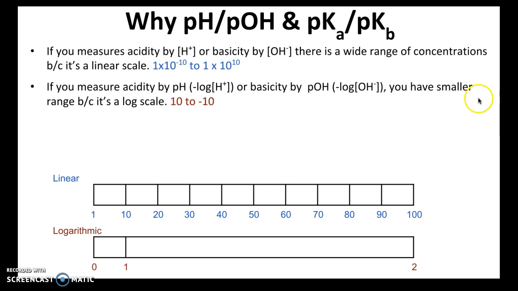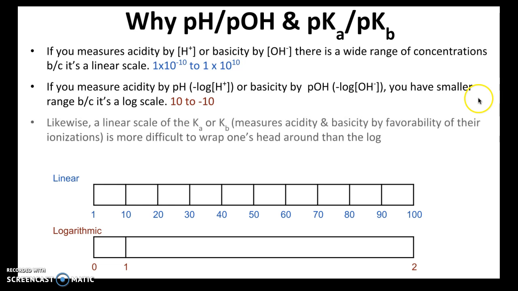So it's going to go from 10 to the minus 10, and that's easier to see. I can really wrap my head around those numbers, as opposed to the big numbers. And the same thing for the pKa and pKb. Ka for strong acids can be really large, and for weak acids can be really small. So again, it just makes these numbers easier for us to see.